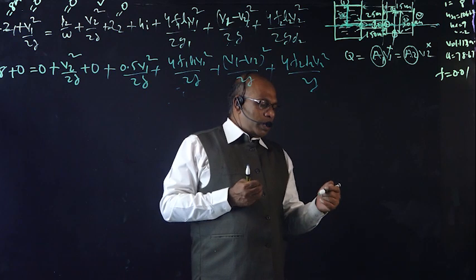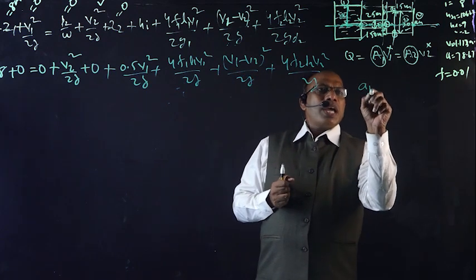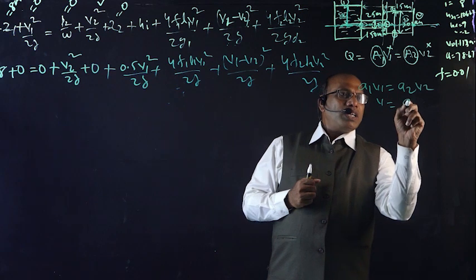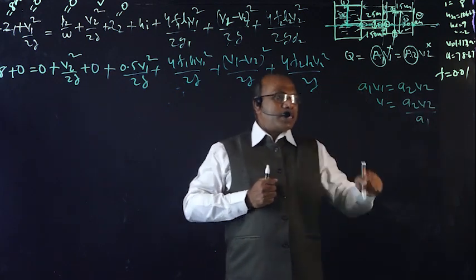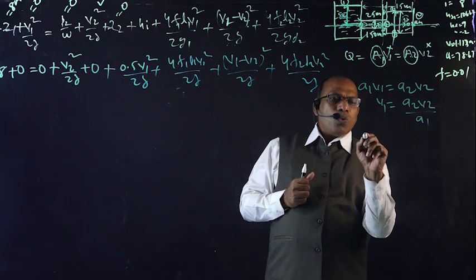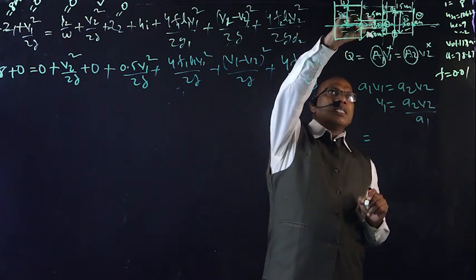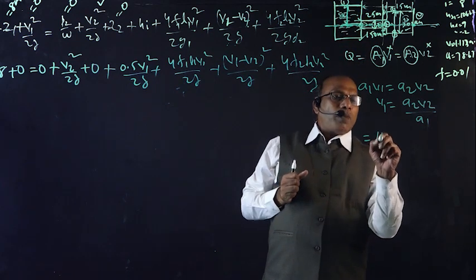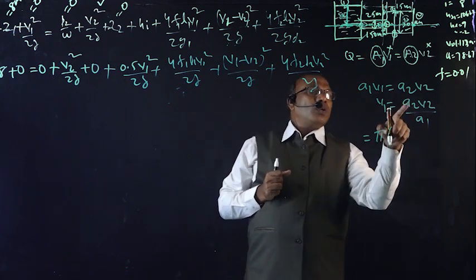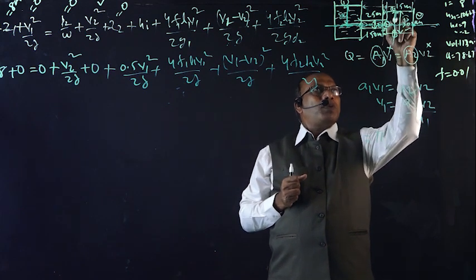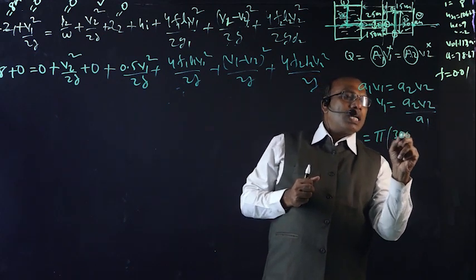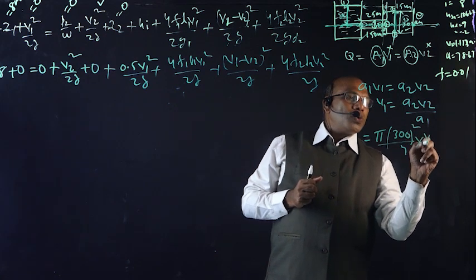Now, as per the continuity equation, A1V1 equal to A2V2. V1 is equal to A2V2 divided by A1. This is a clear statement. Now, what is A1? The area at section 1-1, that means pipe 1. And A2 is the cross-sectional area of pipe 2, that is pi d square by 4, where D is equal to 300 mm, into V2.